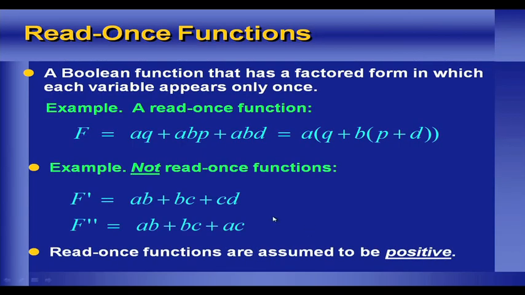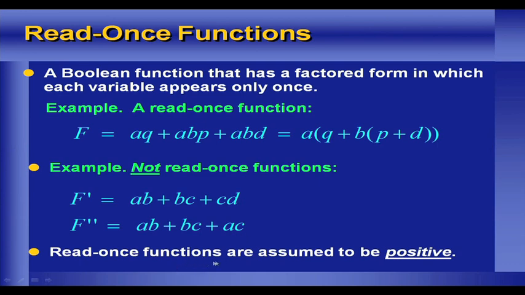Here are some examples of some non-read once functions. If I had the formula AB or BC or CD, you can try, using pencil and paper, to factor that. You will not succeed in factoring it so that each one of those 4 letters appears only once. Similarly, AB, BC, AC, you will not succeed. If you try to pull out the A, you'll be stuck. You won't be able to get rid of the 2 C's, etc.